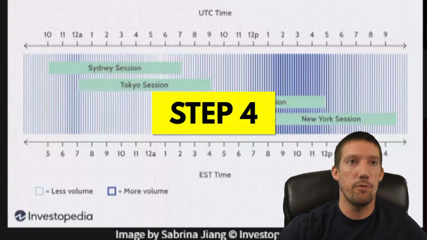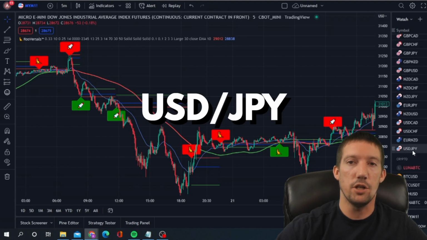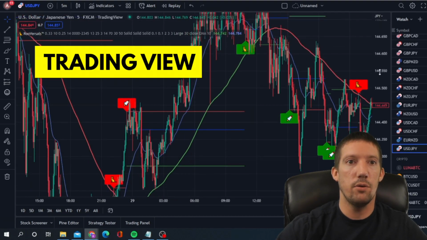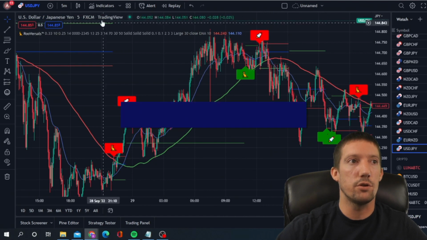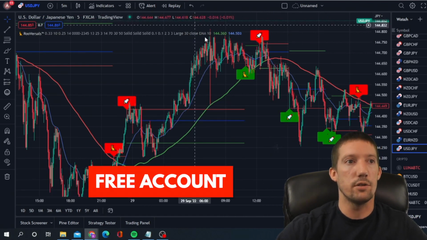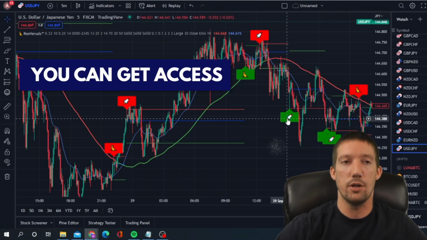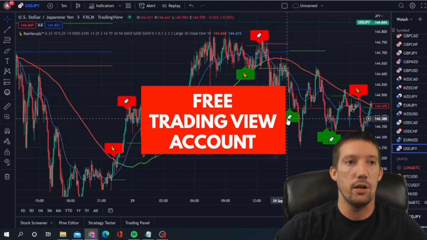The next step is step 4, and that's to actually analyze the chart. So let's say I wanted to trade USD JPY. I go into TradingView. Now, if you don't have TradingView, you can just go to tradingview.com and sign up for a free account. There are also paid accounts if you want more features, but you can definitely do this with a free account. You can get access to the indicator with a free TradingView account.